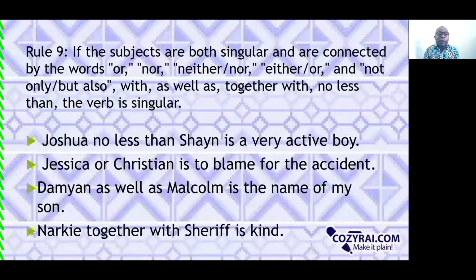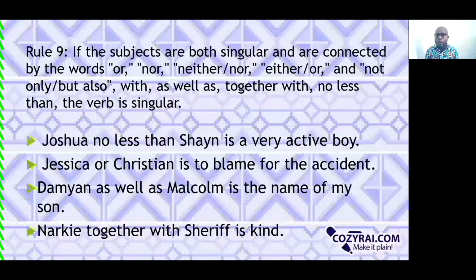Then we move on to rule number 9. If the subjects are both singular and are connected by the words or, nor, neither...nor, either...or, not only...but also, with, as well as, together with, no less than, the verb is singular.